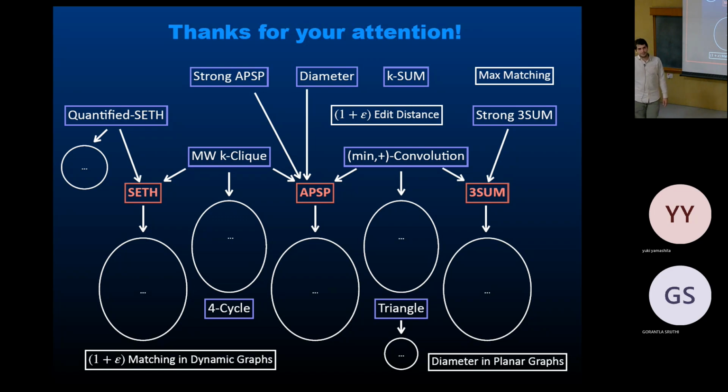Strong APSP is APSP where the weights are integers from 1 to n. The conjecture is you still need cubic time. If you restrict them further, it can be done. There's an algorithm with running time maximum weight times n to the omega. So if omega is 2 and the maximum weight is a bit smaller.